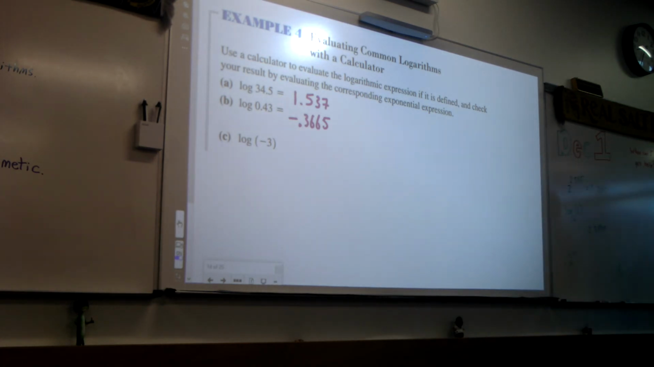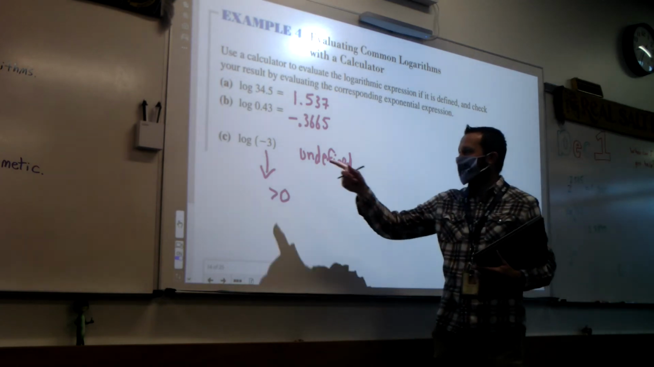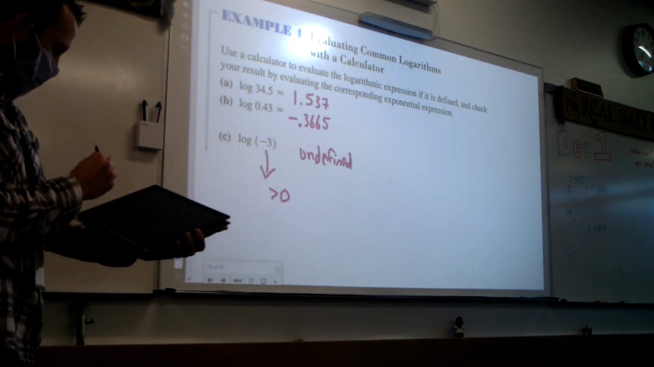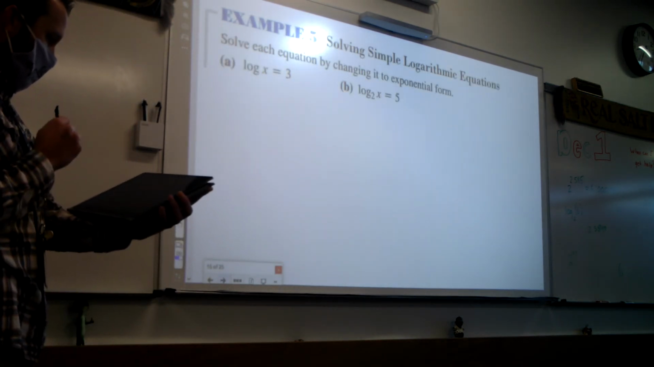Awesome. Last one, log of negative 3. What is that? Why? This is undefined. How come? Because the argument was negative. And what did we say about our arguments? There we go. It needs to be greater than 0, and it wasn't. So that's kind of a trick question you'll see. They'll ask you to evaluate a negative, and you just say that's undefined. Okay, cool. Let's keep going here.